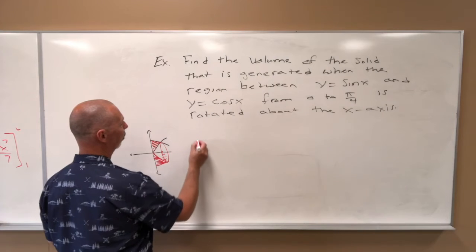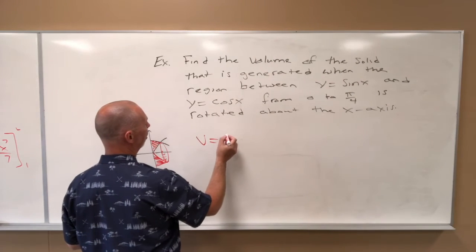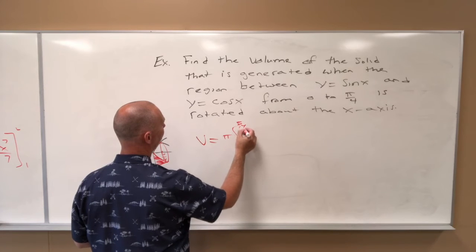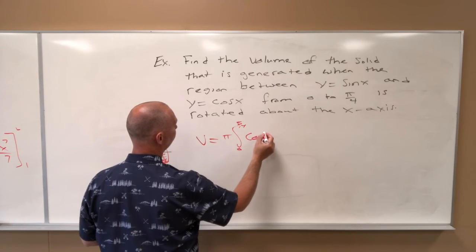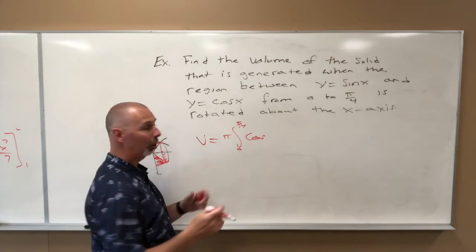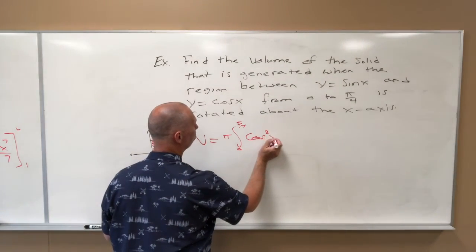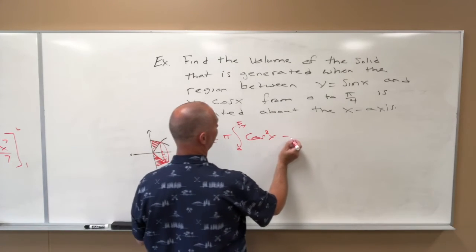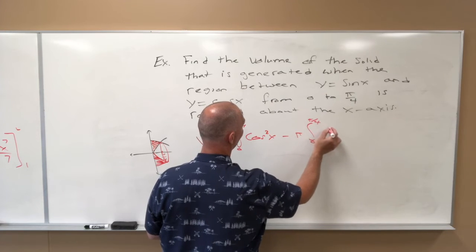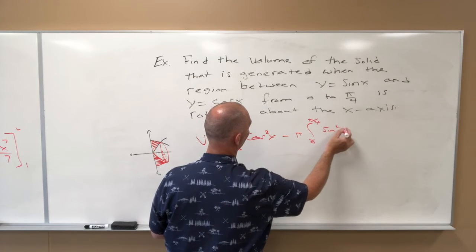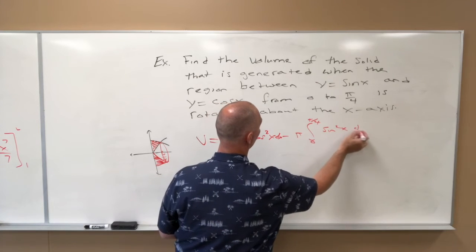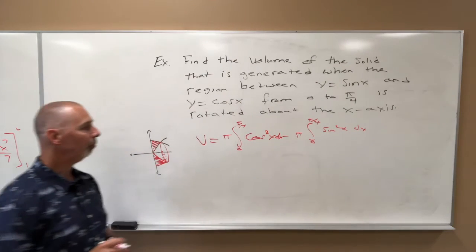So when we're looking at volume, it's going to be pi times the integral from 0 to pi over 4 of cos x squared. Remember that cos x squared can be written as cos squared x. And then we're going to go minus pi times the integral from 0 to pi over 4 of sine squared x. And of course, I've forgotten my dx's. There they are. All right.